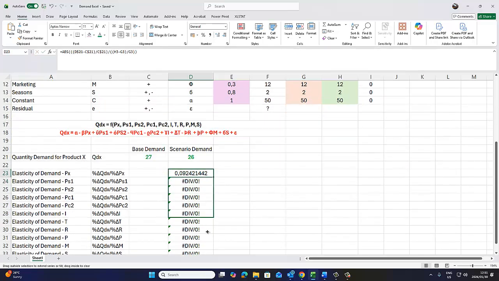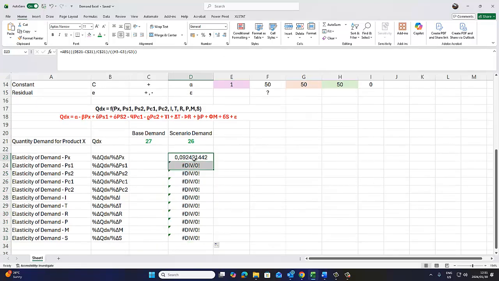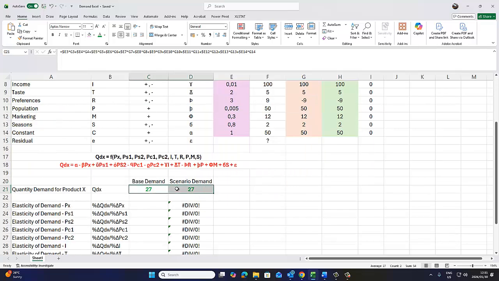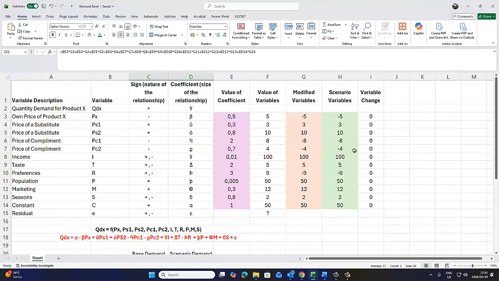Let me just pull it down. There we go. So that would be that. Okay, so let's go back, make it minus 5 again. Okay, cool. So demand's exactly the same. Let's, for argument's sake, say the price of the substitute.